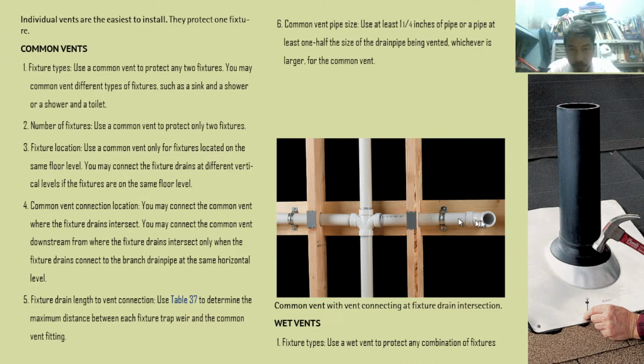So common vent here. So, vent support strap. Support strap with double sanitary. Double sanitary: one here, another here. So for common, only two is possible. Only two fixtures. So one fixture here, another on the other side. And then bend upward.